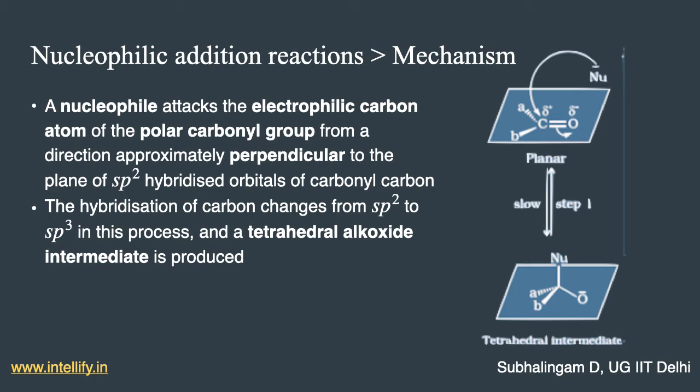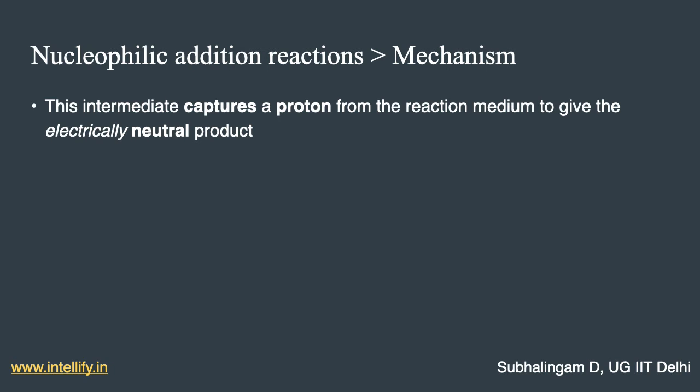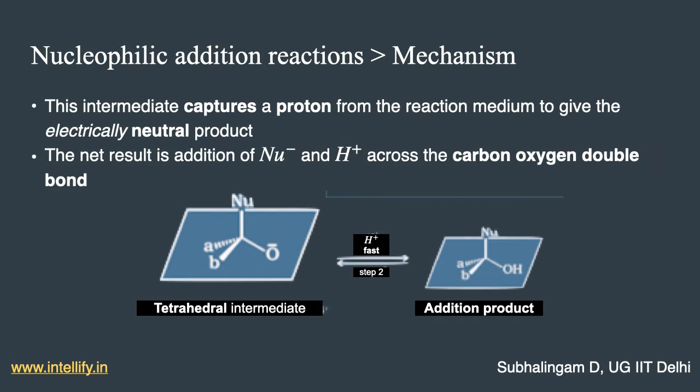So let me put it in words. The hybridization of carbon changes from sp2 to sp3 in this process and a tetrahedral alkoxide intermediate is produced. Now what's next? This intermediate captures a proton from the reaction medium to give an electrically neutral product. So the intermediate has now captured a proton, and after step 2 we get the addition product, that is electrically neutral. So this is the mechanism of nucleophilic addition. The net result is addition of nucleophile and H+ across the carbon-oxygen double bond.